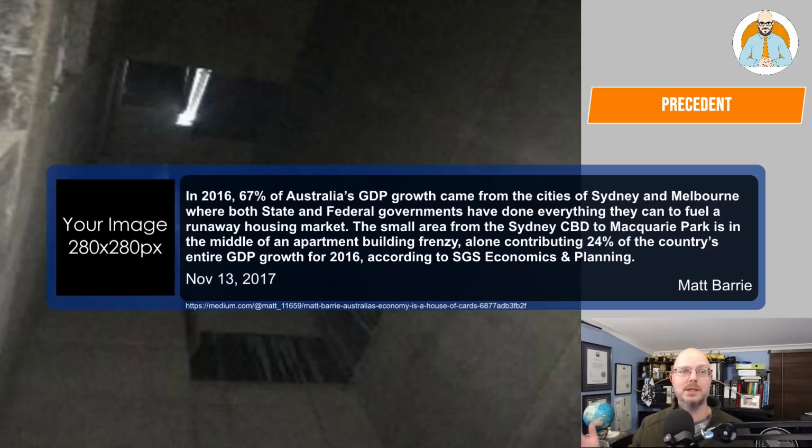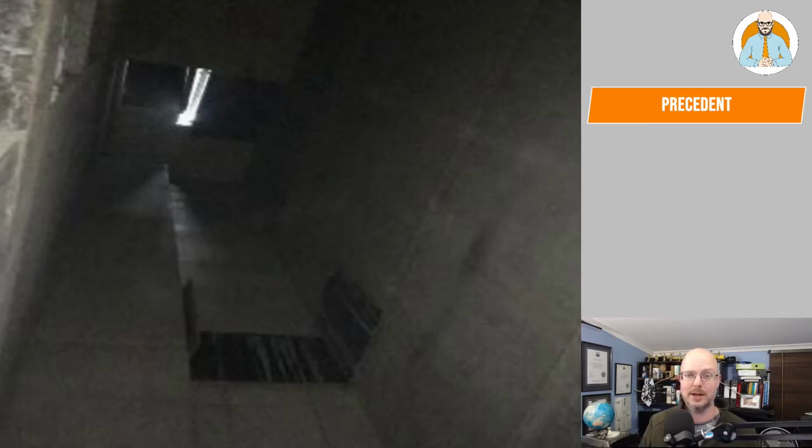The small area from Sydney CBD to Macquarie Park is in the middle of an apartment building frenzy, and that alone contributed 24% of the country's entire GDP growth. All of the growth in Australia, 24% of it, was from that area there, that apartment building frenzy. So you can see why I'm a little concerned, everyone.